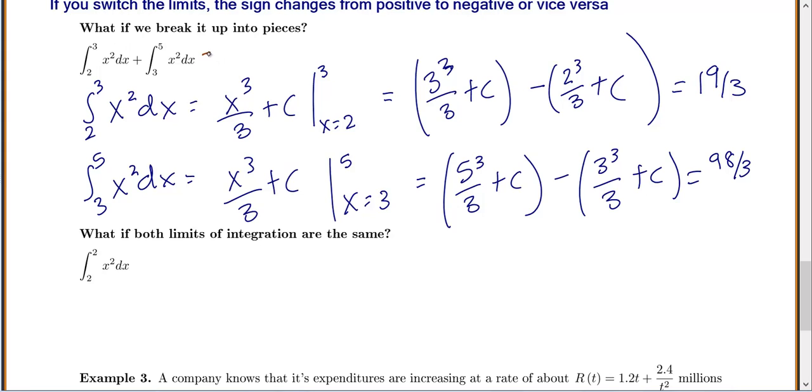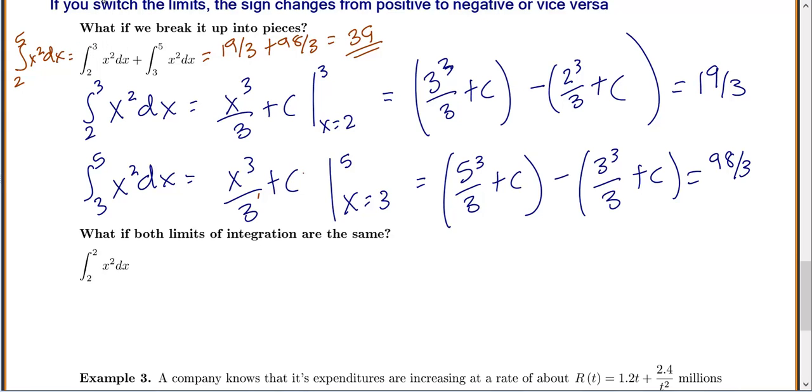Now, if I add those two pieces together, sorry, I ran out of room, so we're going to switch up here. If I add them together, we did 19/3 plus 98/3, which gives me 39. Notice that's the same answer we got up above when we did the integral from 2 to 5 of x squared dx. So it turns out you can take your integral and just split it up into pieces and you'll get the exact same answer.